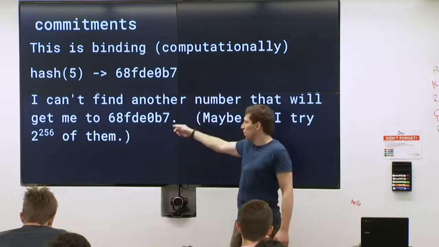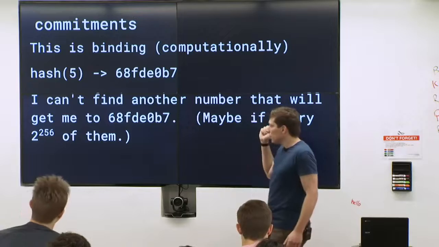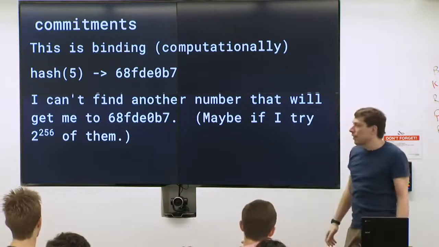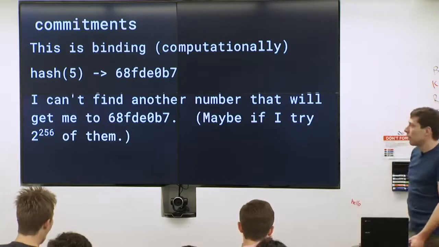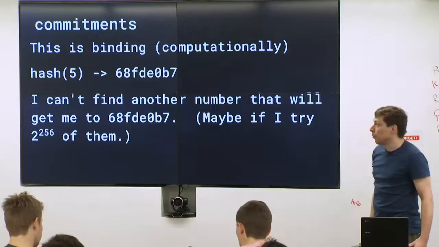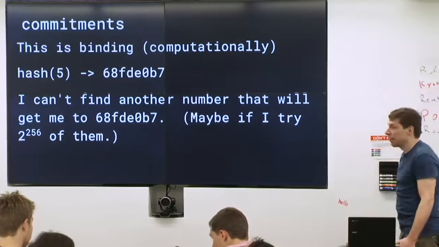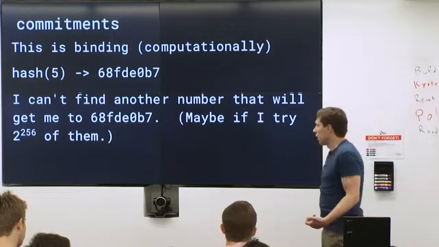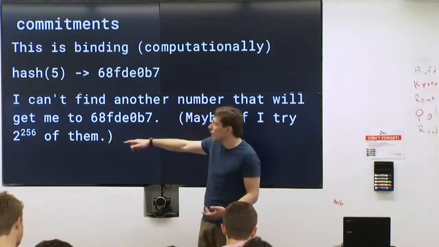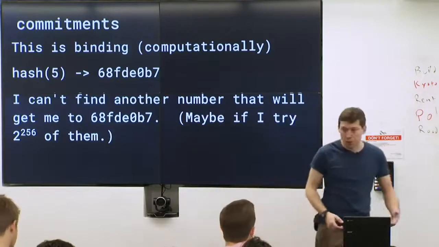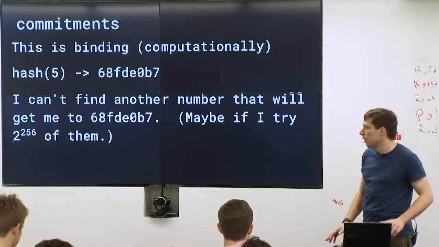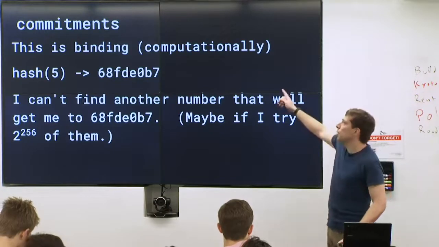In practice, this is really long. This is like a SHA-2 output. I didn't want to write the whole thing, but it goes to here, or 2 lines. So the idea is I can't find another number, especially exactly the number I want, but I can't find any other number that will get me to that same hash output, right? That's a collision. For a specific number, I'd have to try 2 to the 256. For any collision, I only have to do 2 to the 128. But still, both of those are really big numbers. I can't do it. So it's computationally binding, right?